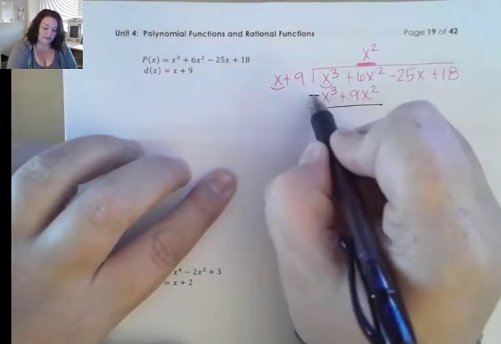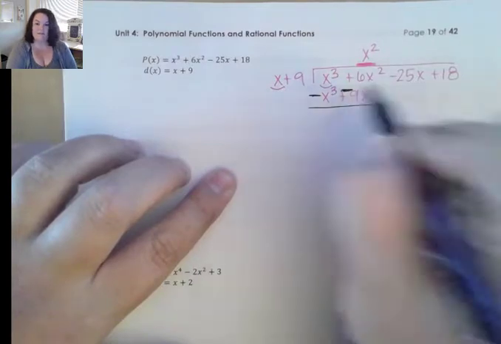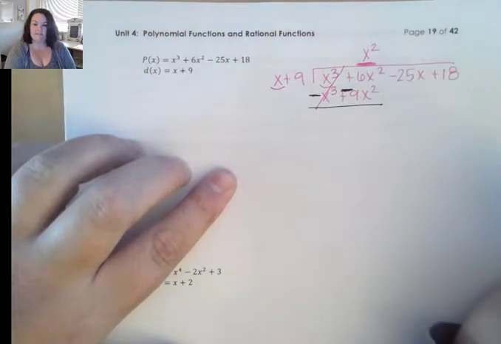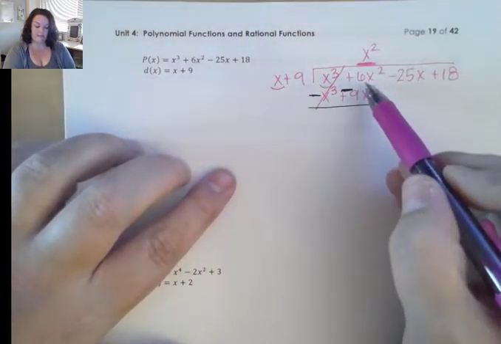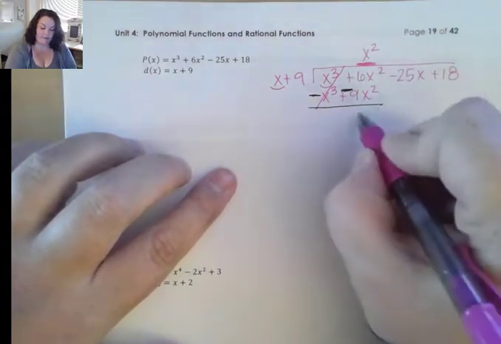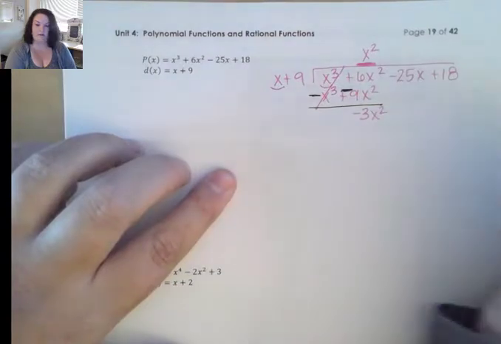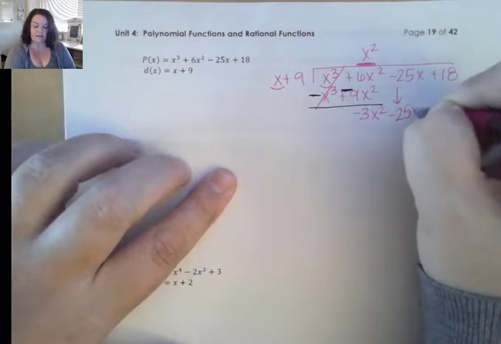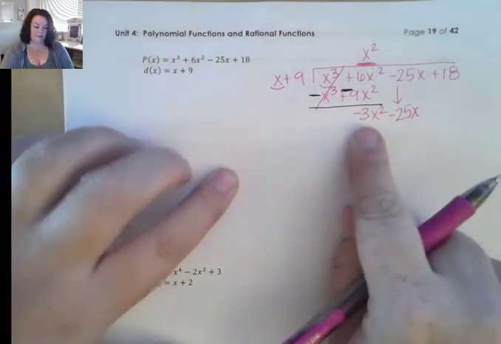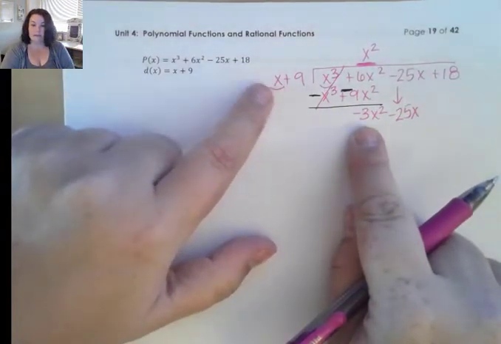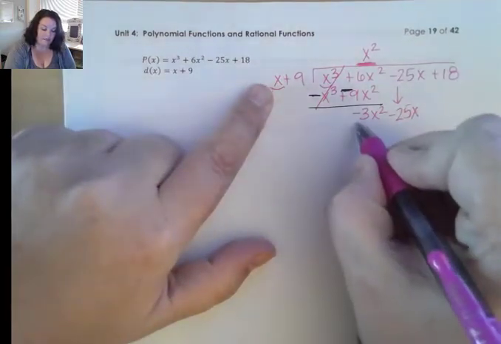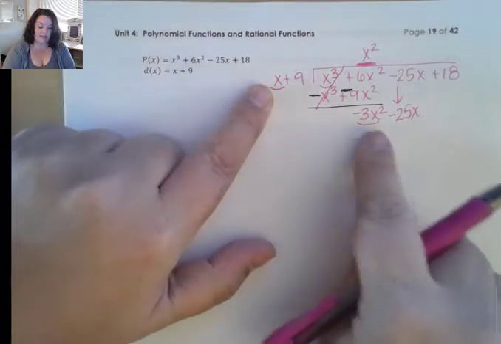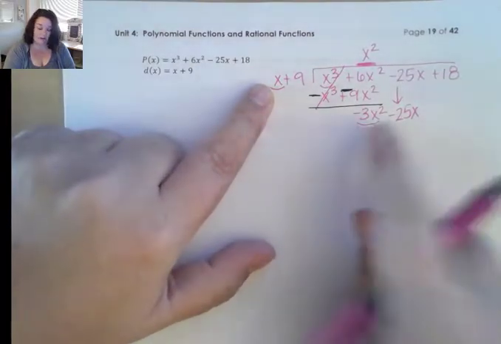So the first one becomes negative, second one becomes negative. And when I combine down, my first 2 are opposites and now cancel. And the second 2, 6 minus 9, leaves me with a negative 3x squared. And then I can go ahead and bring down my next term, which is negative 25x, and I start the process over again. What do I have to multiply my leading term x by so that it looks like negative 3x squared? So I would need a negative 3 and another x, right?